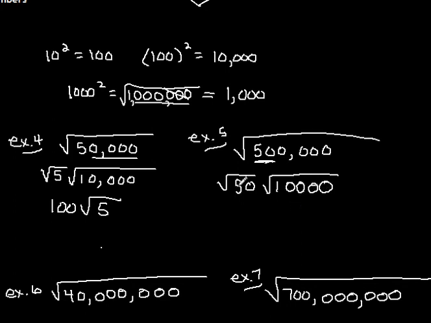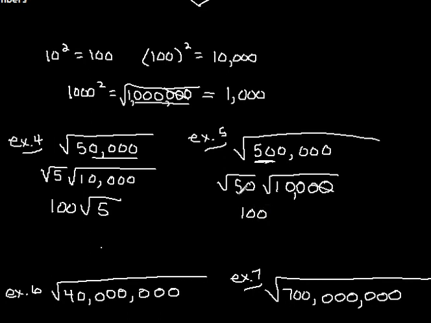So now, if I took 50,000 times 10,000, I will get 500,000. So you have to have an even number of zeros under that second radical. So I can simplify this. 1, 2, 3, 4 zeros. So when I take the square root of it, it's going to be half as many zeros. So it's going to be 100.